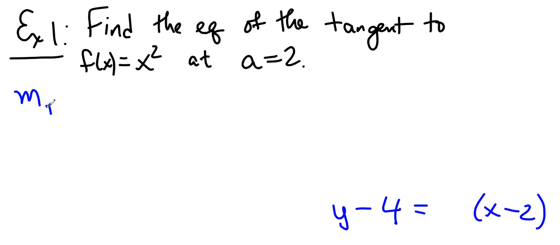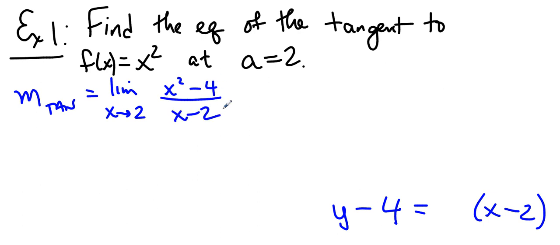Well, the slope of a tangent line is the limit as x approaches 2, this 2, of f of x minus f of a over x minus a. And so you say to yourself, well, that's easy. I'll just plug in 2 and be done. Go ahead, plug in 2. I'll wait. Oh, yeah. See, that's 0 over 0. That's not something we can work with.